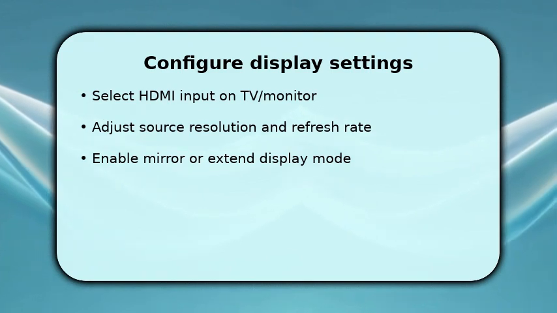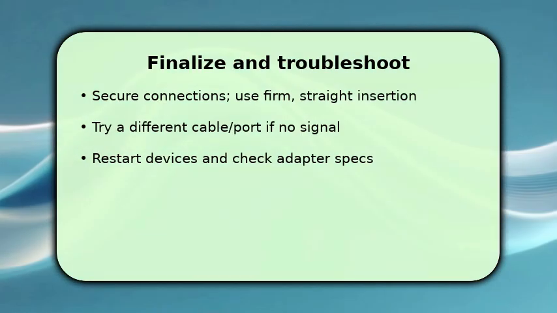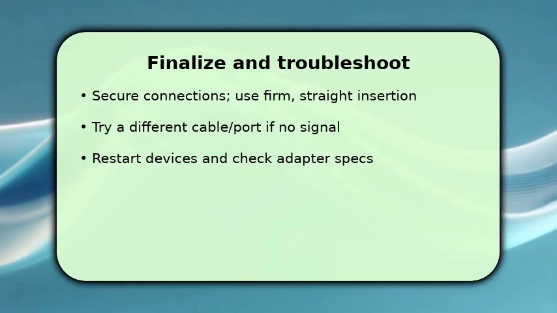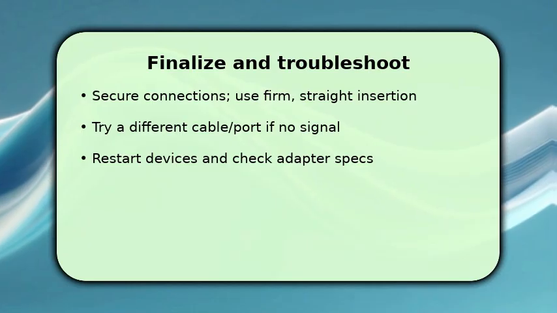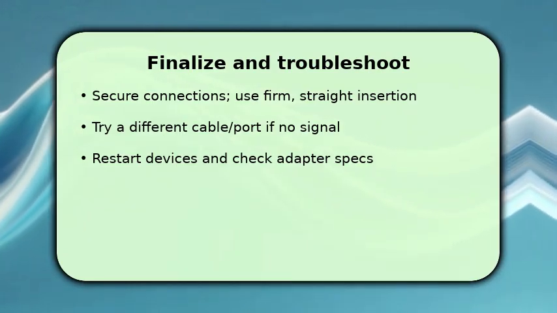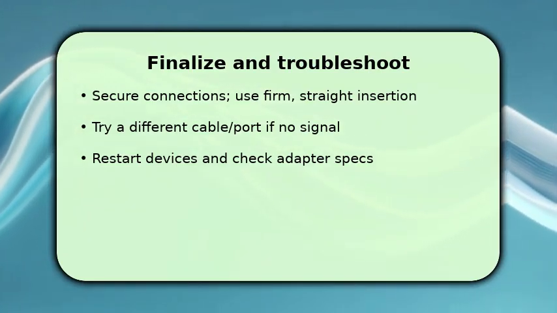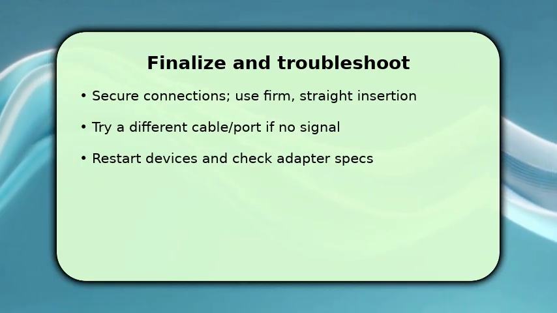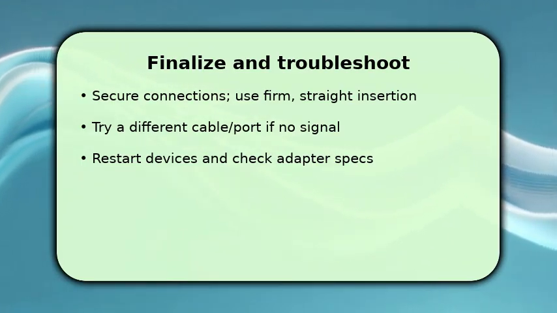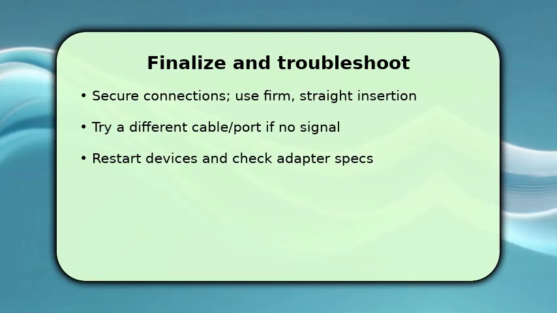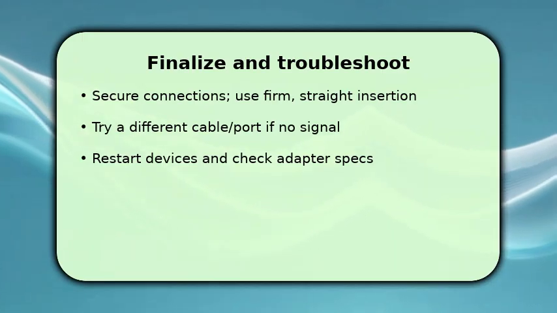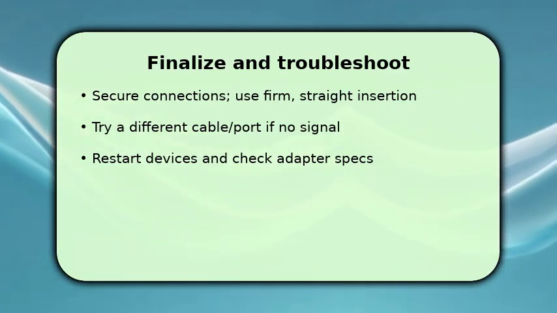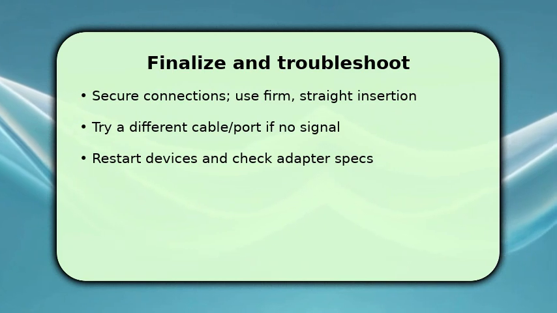To finish, confirm all connections are seated firmly and cables are straight. A loose plug often causes intermittent loss. If you still don't see output, restart both devices and reselect the HDMI input on the display. If problems persist, try a different HDMI cable or USB-C port, because the adapter or port may lack video support. One key troubleshooting tip: verify the adapter supports the resolution and refresh rate you set. Mismatch is the most common cause.